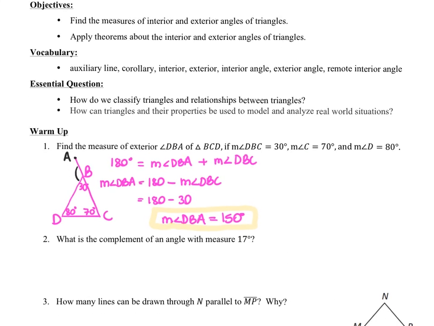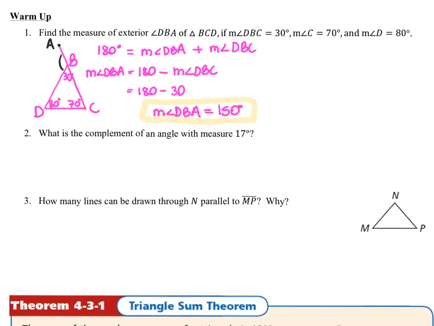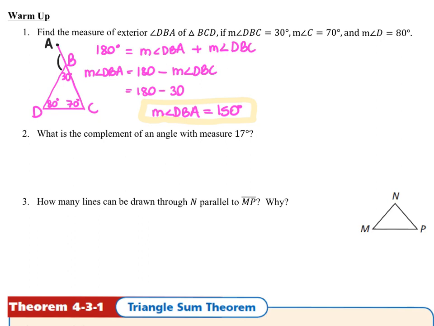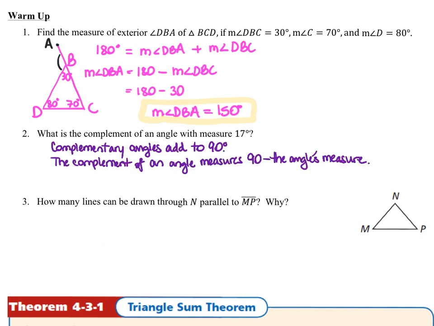Let's move on to question 2. It says, what is the complement of an angle with measure 17? Well, we know that complementary angles add to 90 degrees, and that the complement of an angle measures 90 degrees minus the angle measure. So we can easily figure out how much an angle measures when it's the complement of a 17-degree angle, and that is, of course, going to be 73 degrees.